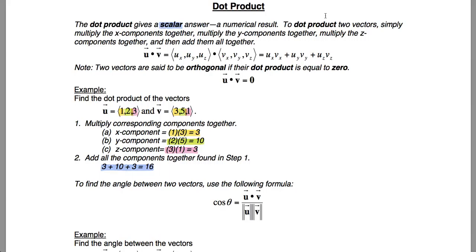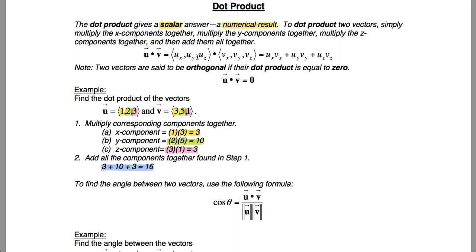Today we're going to look at the concept of dot product. What is a dot product? Dot product is one way to multiply vectors in which you're going to get a scalar answer. Okay? What is a scalar answer? Just means it's a number. Okay? It's not a vector separated by commas like you see here.